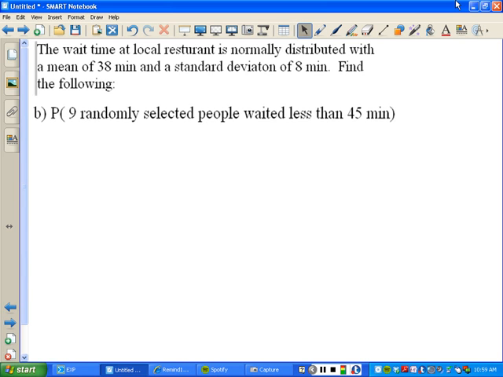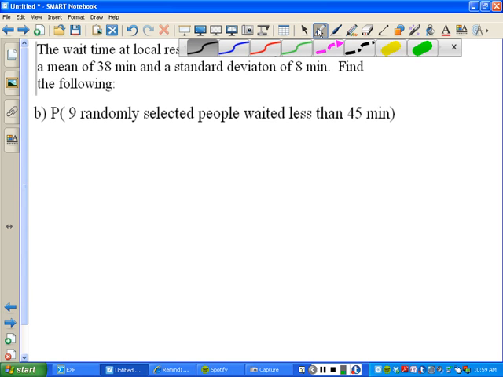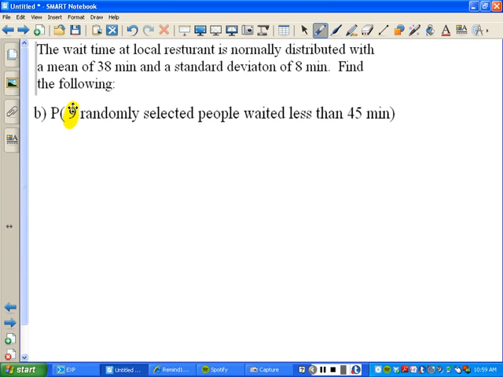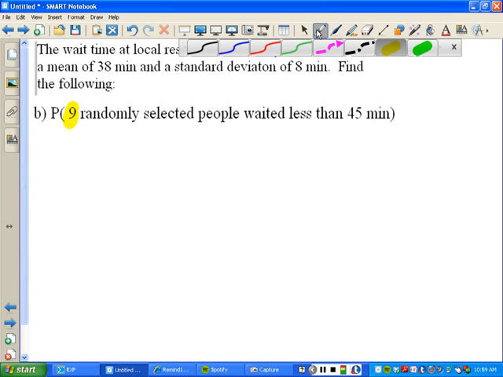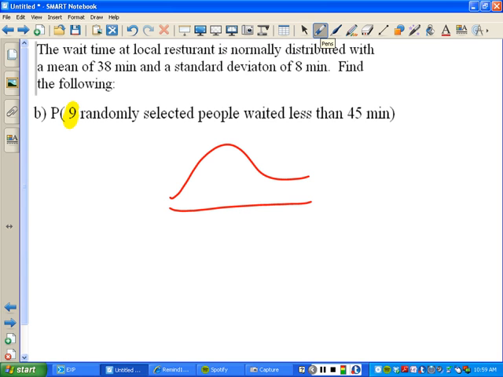Now, what happens when you choose 9 people? So understand that choosing 9 people changes the game. All right. So, mean still going to go in the middle. This is 38. 8, still the standard deviation.